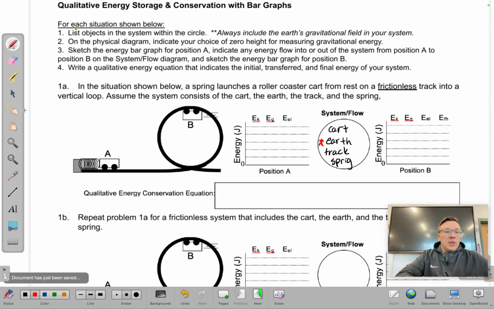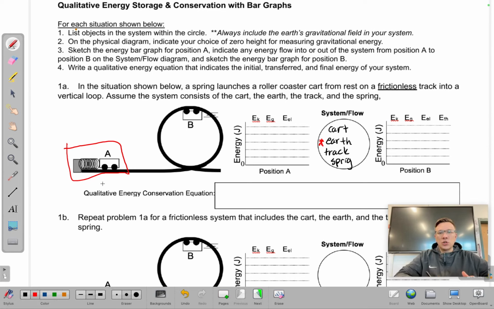Okay, so now from this point, we go ahead and we look at position A here, and what I am noticing at position A is that the spring is loaded up and the cart is sitting in front of it, right? So the cart is essentially an extension of the spring here. The spring is storing elastic energy at this point. So there's no kinetic energy because the object is not moving, and there's no gravitational potential energy because the object is at a height of 0 meters. I'll put this right here, height equals 0 meters right there.